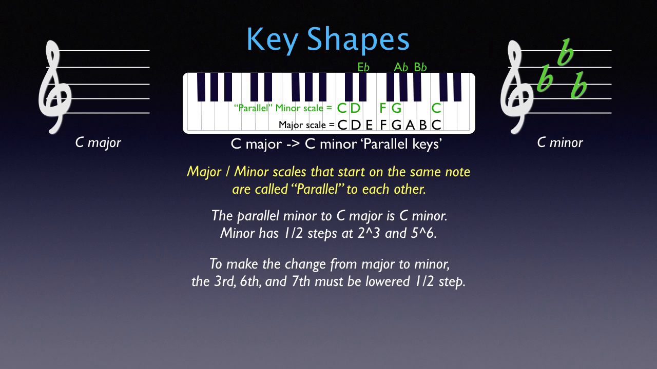C. So the C major key signature is no sharps, no flats. C minor is 3 flats. This works in every key.